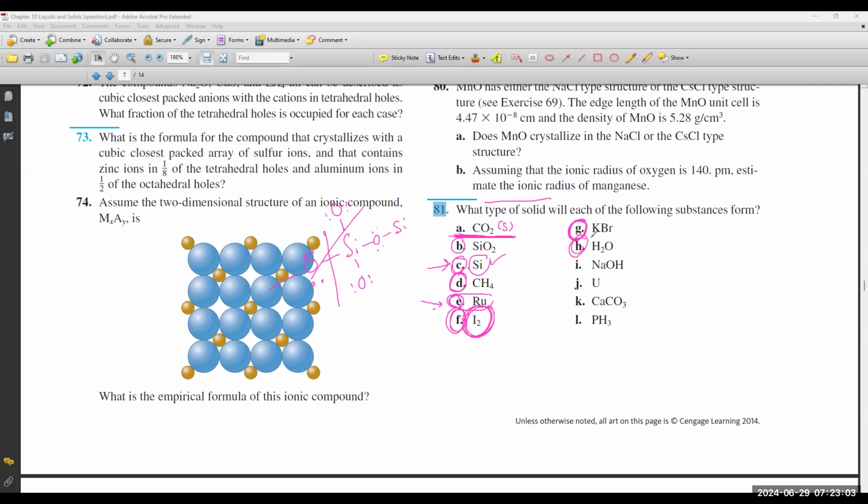H. So H. Simplest molecule, molecular solid, hydrogen bonding, dipole, dipole, LDF, molecular solid, right?